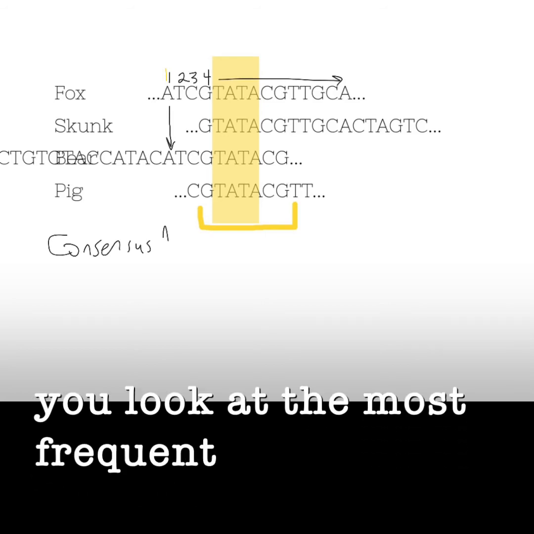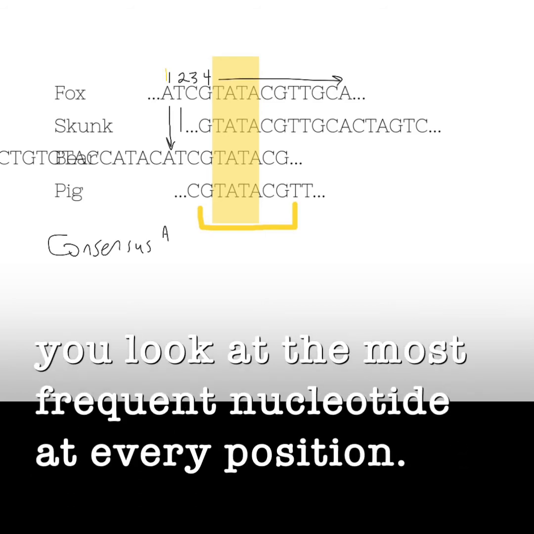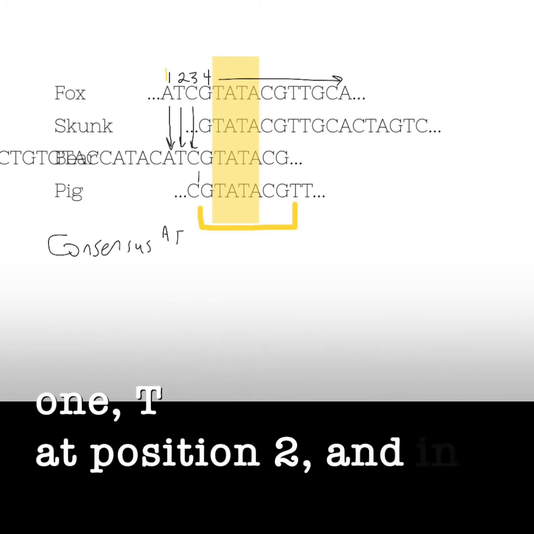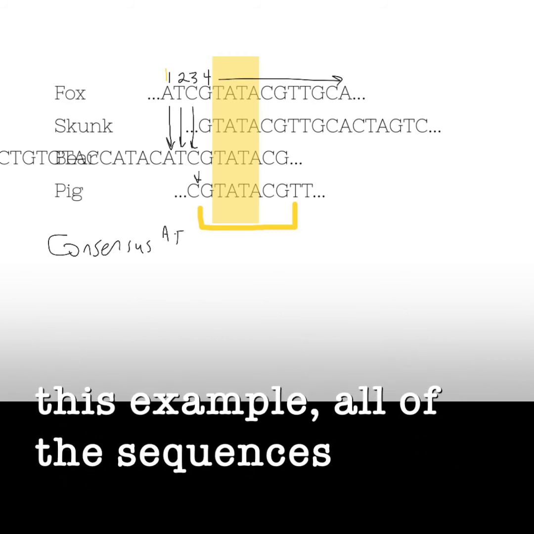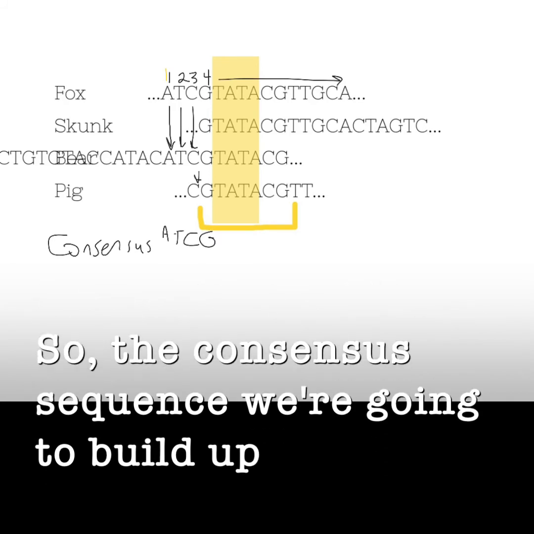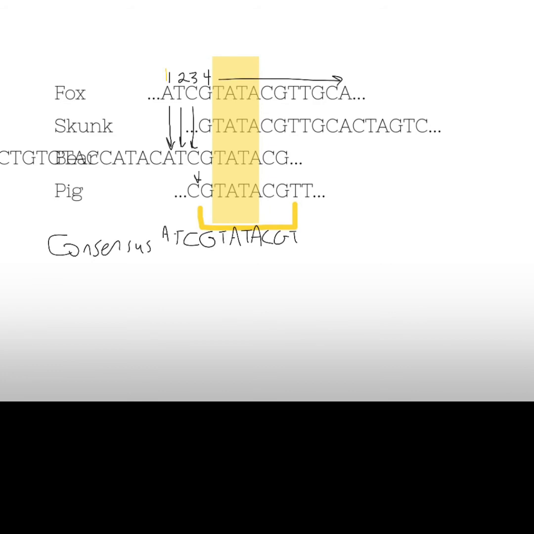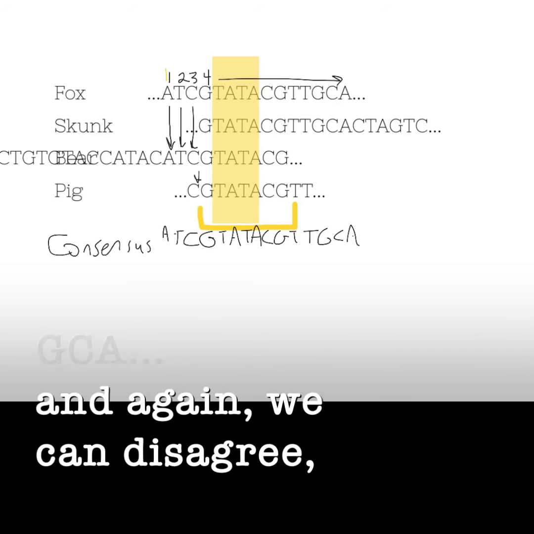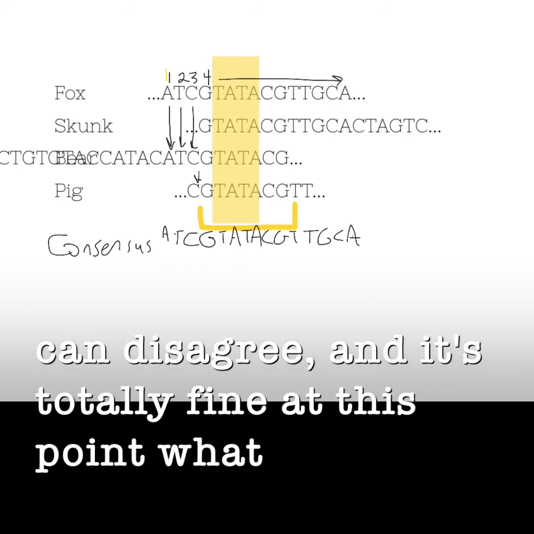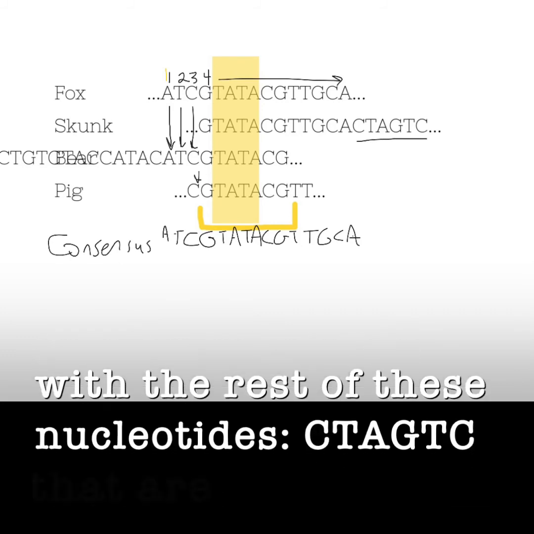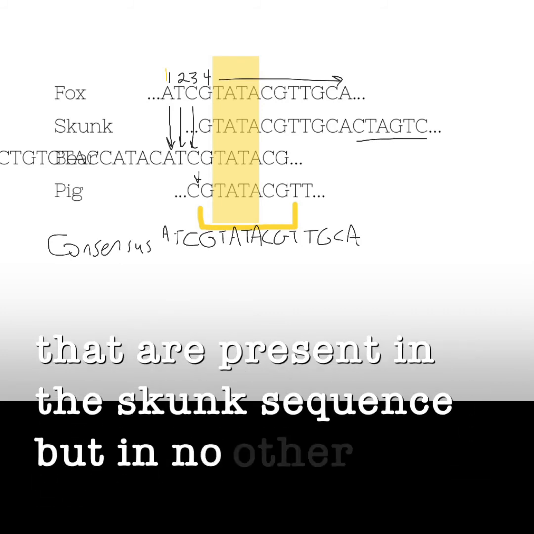you look at the most frequent nucleotide at every position. So an A at position 1, a T at position 2, and in this example, all of the sequences from all 4 of these species match. So the consensus sequence we're going to build up is GCA. And again, we could disagree, and it's totally fine at this point what you do with the rest of these nucleotides, CTA, GTC, that are present in the skunk sequence but in no other sequence.